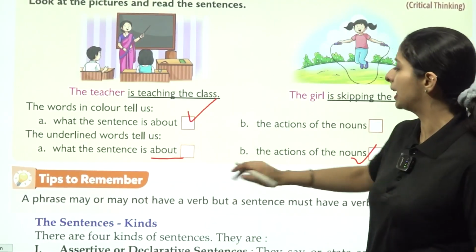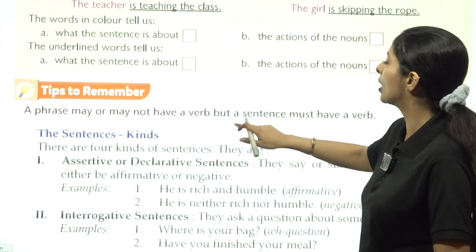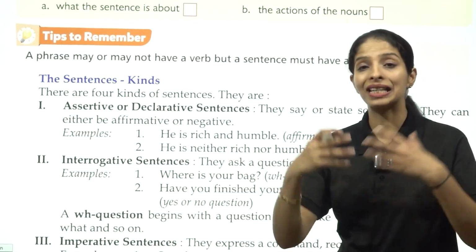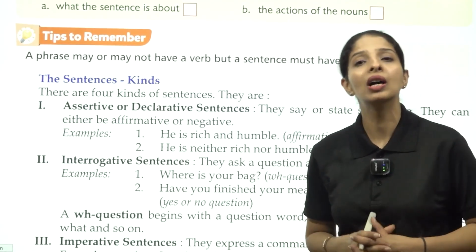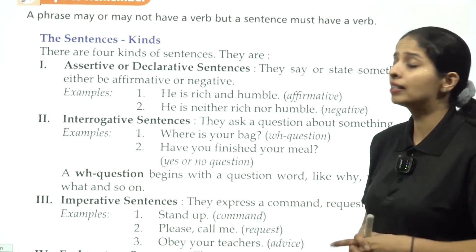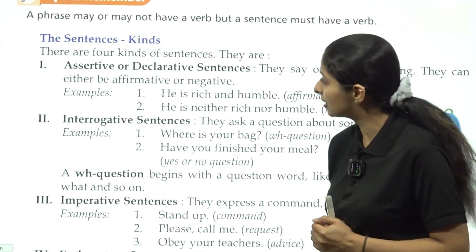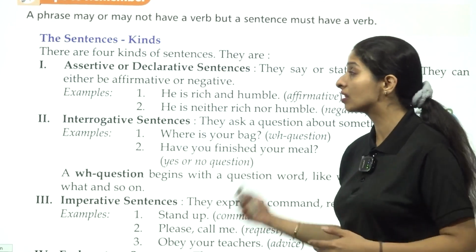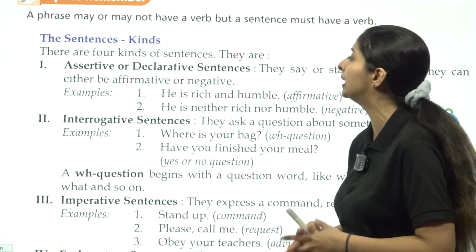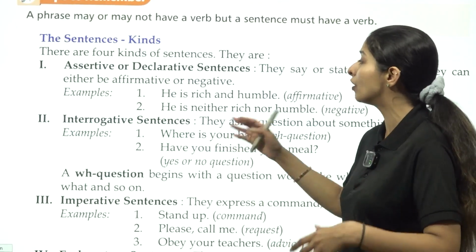Now next is a tip. A phrase may or may not have a verb, but a sentence must have a verb. So a sentence must have a verb. Now, if we talk about the kinds, there are 4 kinds of sentences. First is assertive or declarative sentences. They say or state something. They can either be affirmative or negative.